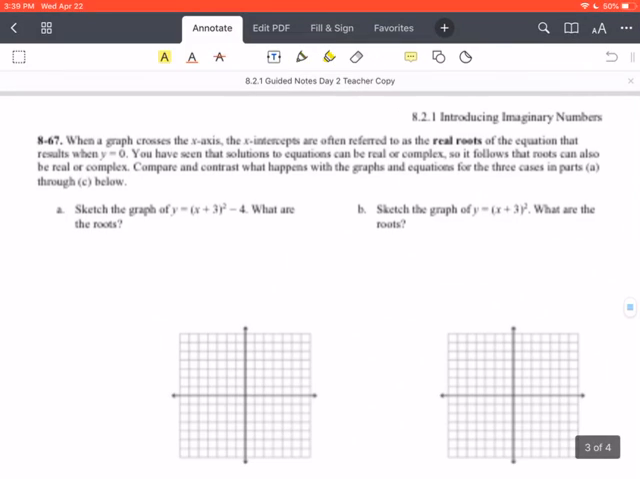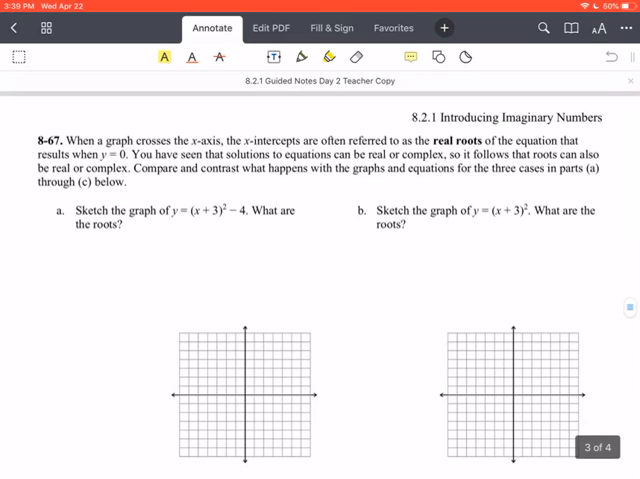Okay, we are on 821 day 2. So this is the last true lesson of the week. Tomorrow you will have Khan Academy practice, and we are going to continue to look at the difference between real numbers and imaginary numbers through roots, which are x-intercepts.